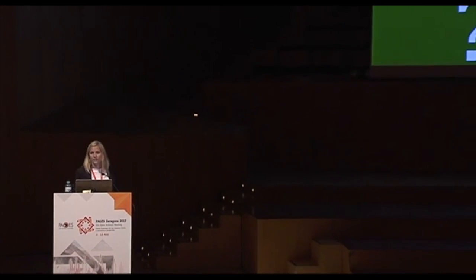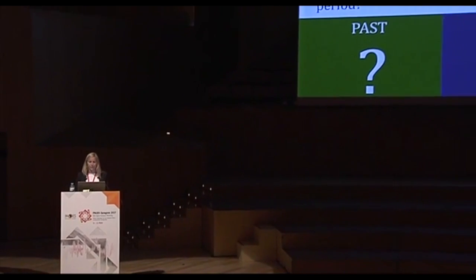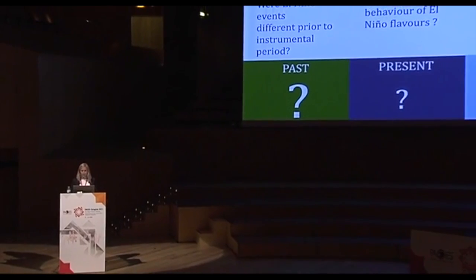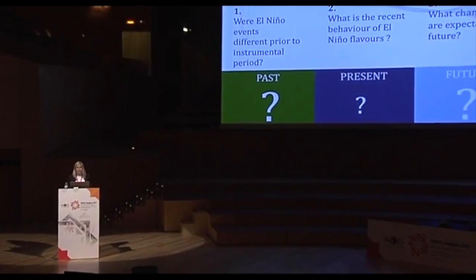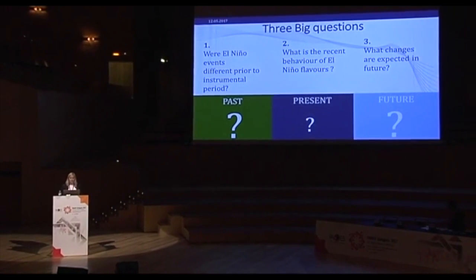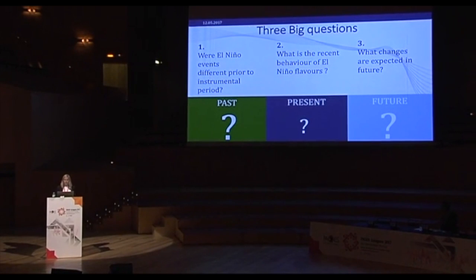Before I get started, I would like to introduce you to the big three questions that led into this research. We're looking at the past, present, and future of El Niño Modoki, Central Pacific, or whatever you want to call them. The first question is, were El Niño events any different prior to the instrumental period? What is the recent behavior of El Niño flavors, and what changes are expected in future?